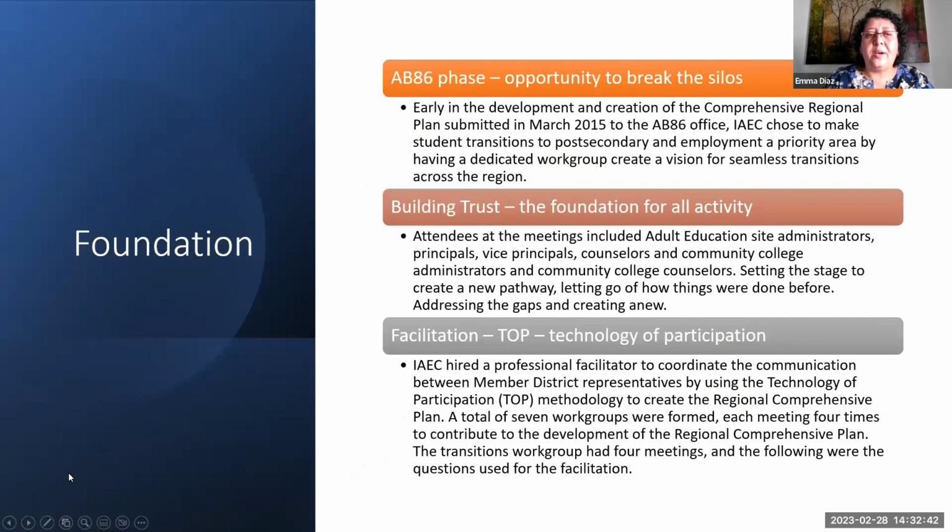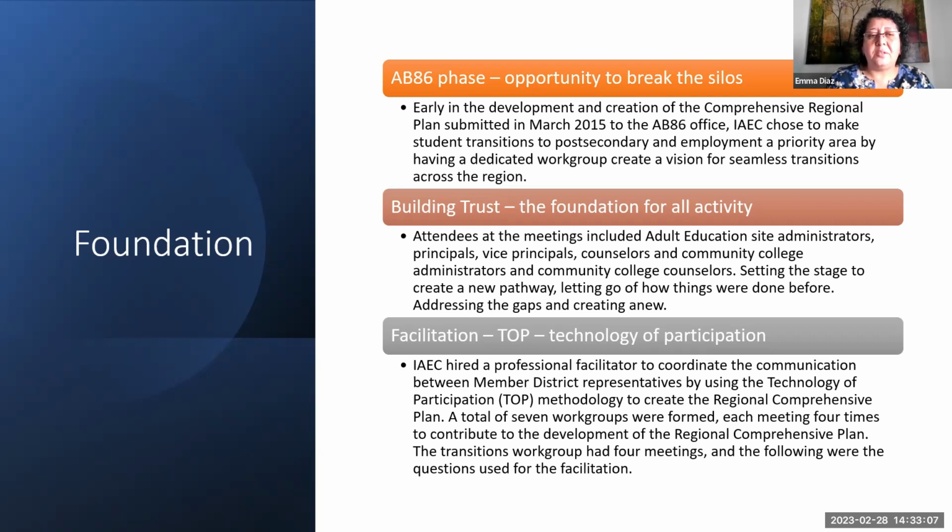So the first section was that AB 86 phase. What we did back in March of 2015, when we submitted this, is we chose student transition to post-secondary and employment as a priority of our specific consortium. We actually dedicated a work group to this. That's how it all began. And the second bullet is building that trust, setting the foundation for all of the activity.